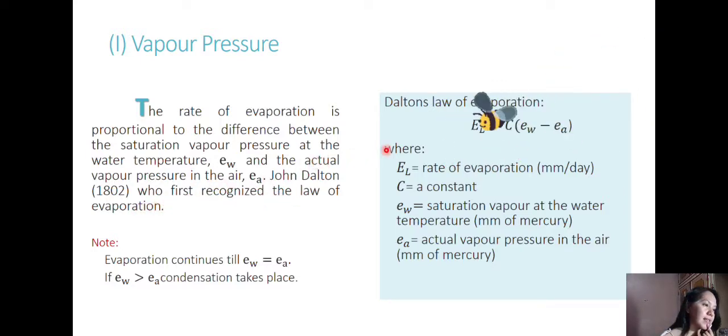So here is Dalton's law of evaporation, which is E sub L is equal to C multiplied by (E sub W minus E sub A), where E sub L is the rate of evaporation, in millimeter per day, and C is a constant. E sub W is equal to the saturation vapor pressure at the water temperature, in millimeters of mercury, and E sub A is equal to the actual vapor pressure in the air, in millimeters of mercury.